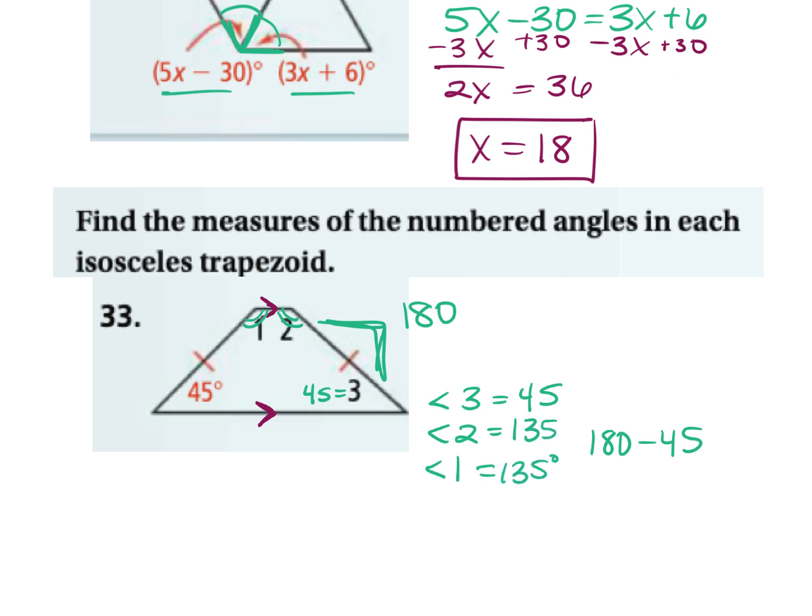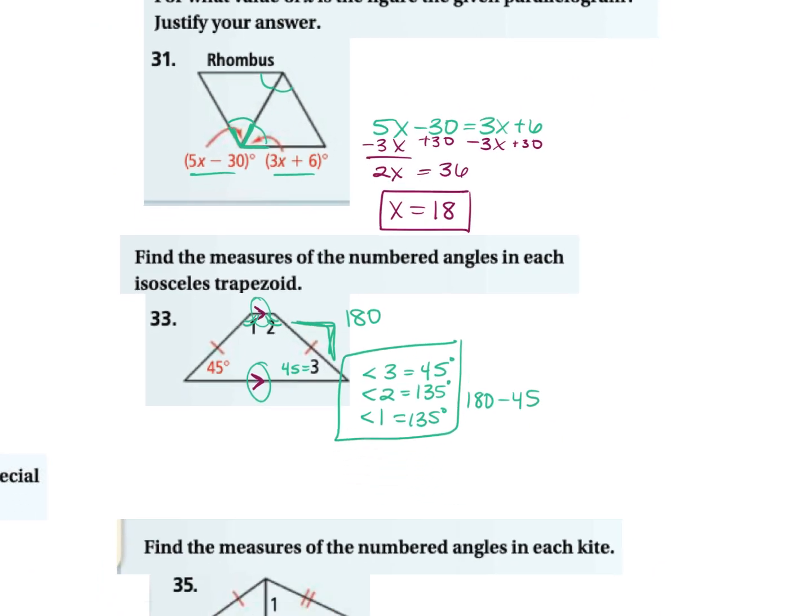So in an isosceles trapezoid, you only get 2 angle measures. The 2 base angles, the ones that are attached to the parallels, are the ones that are congruent. Okay?